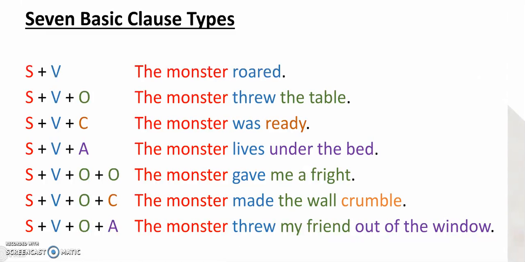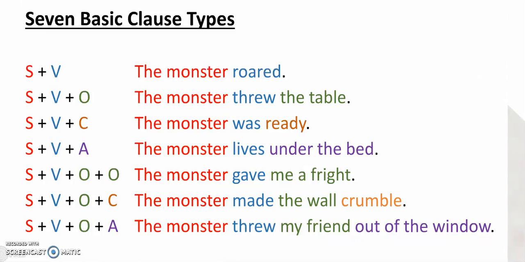Subject verb object object, the monster gave me a fright. The monster is subject, gave is what they did, me is the first object, and then a fright is the second object. A fright isn't an adverbial here because it's not to do with the giving. I can't think of another example off the top of my head now. But anyway, that is another object at the end.